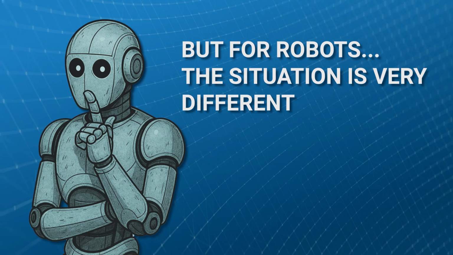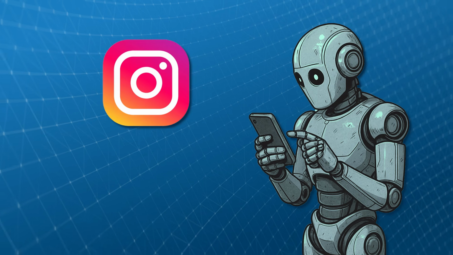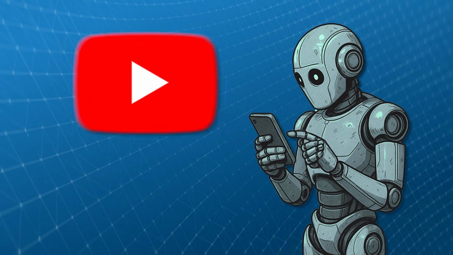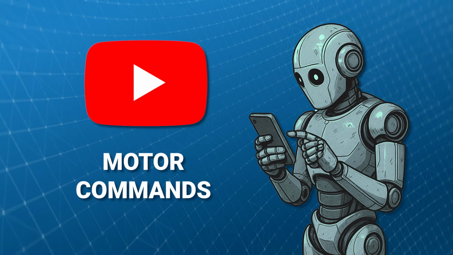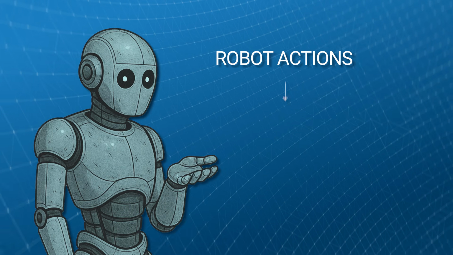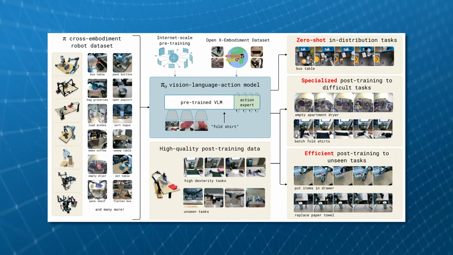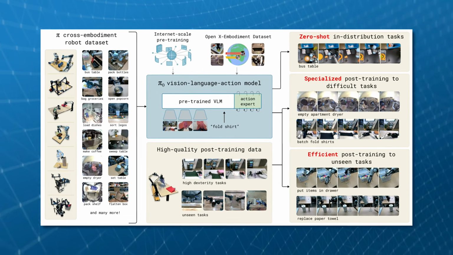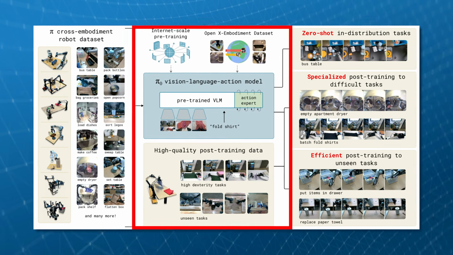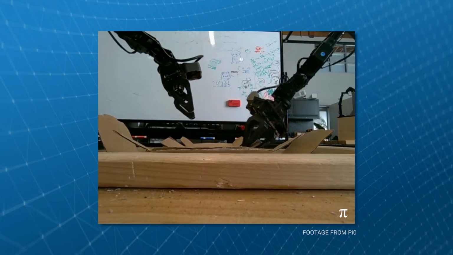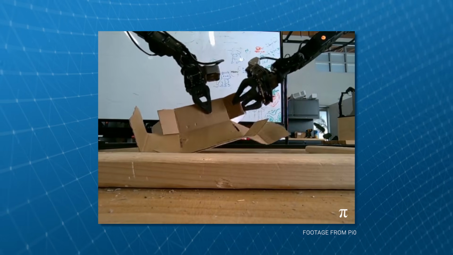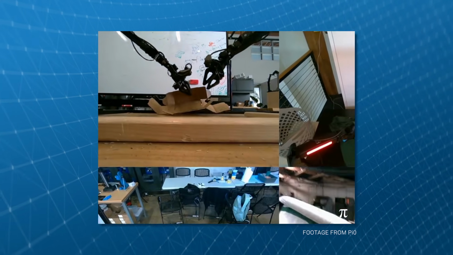But for robots, the situation is very different. Robots don't have Instagram feeds labeled with robot joint angles or YouTube videos tagged with motor commands. The kind of data they need, robot actions paired with real-world results, doesn't exist in bulk online. That's why VLAs are so tricky. They don't just need words or pictures, they need synchronized streams of vision, movement, and outcomes. And they need it in huge amounts. It's expensive, it's time-consuming, but it's also the reason we're on the verge of robots that can learn new tasks without teams of engineers programming every little step.